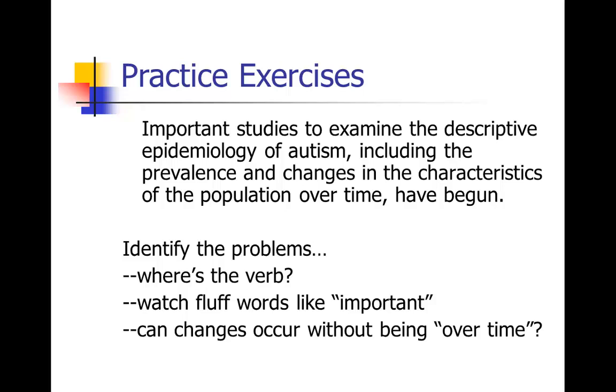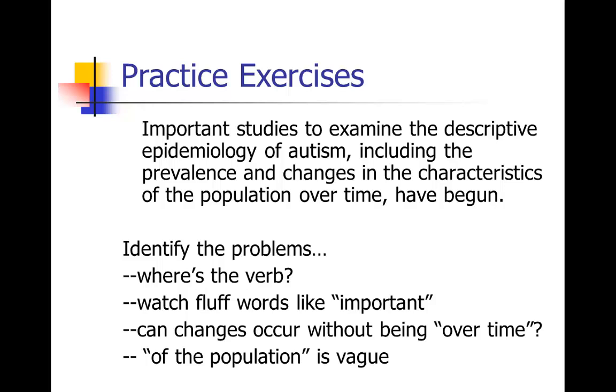A really cute little thing you might have noticed in reading this: they say, "including the prevalence and changes in the characteristics of the population over time." So they're talking about changes over time. Now, if you think carefully about that, can you have a change that isn't over time? You can't, right? By definition, changes have to happen over time. So that "over time" is redundant. It's like what we talked about last week with successful solutions. A change is always over time, so we don't need to put the "over time." That's just extraneous words there.